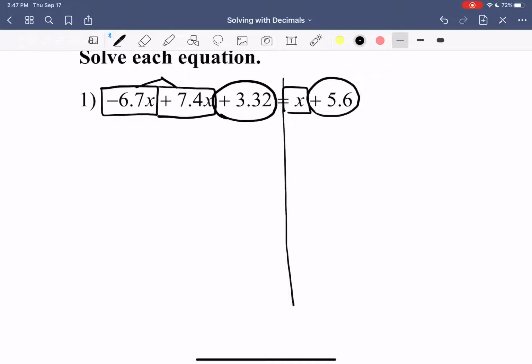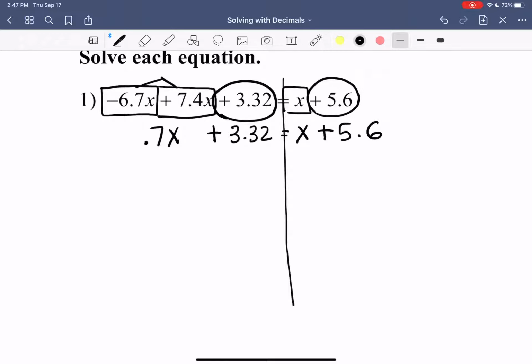I'm going to work from left to right. So when I turn my calculator on, I'm going to type a negative 6.7 plus 7.4, and that will give me a 0.7x. And then I'm going to carry down what I have left, 3.32. And then on my right side of the equation, I don't have any like terms. I just have a variable and a constant.